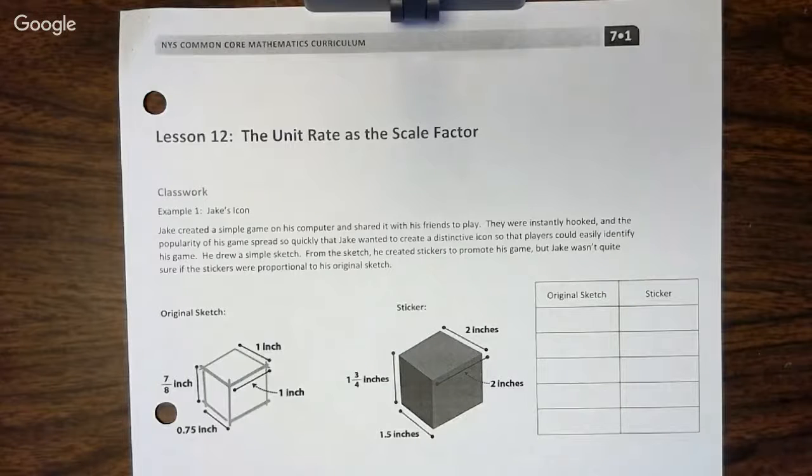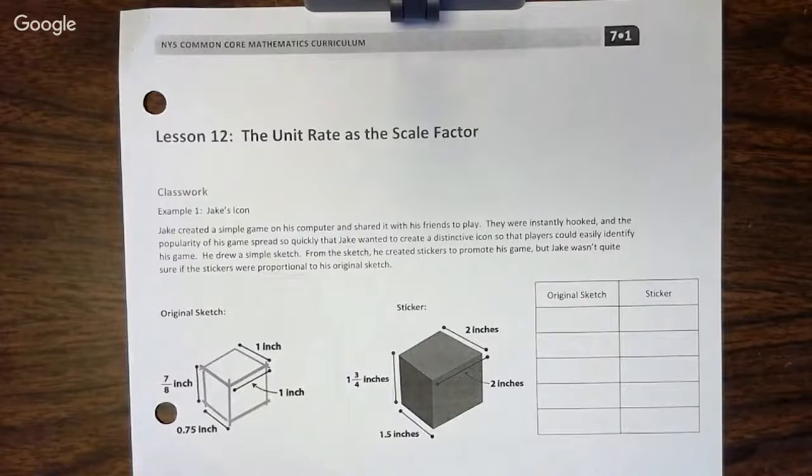Example 1. Jake created a simple game on his computer and shared it with his friends to play. They were instantly hooked, and the popularity of his game spread so quickly that Jake wanted to create a distinctive icon so that players could easily identify his game. So he drew a simple sketch. From the sketch, he created stickers to promote his game, but Jake wasn't quite sure if the stickers were proportional to his original sketch. So we're talking about that idea of proportional.